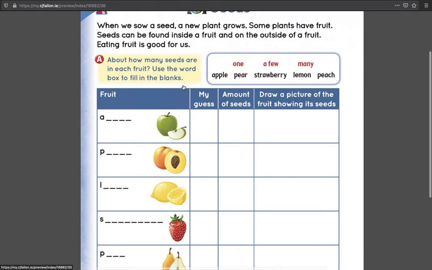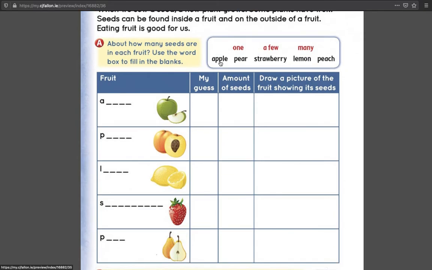Okay, so we'll talk about part A here. How many seeds are in each fruit? Use the word box to fill in the blanks. Would it be one? Would it be a few? Or would it be many? And we're going to look at 5 different fruits today. We're looking at apples, pears, strawberries, lemons, and peaches. Okay, so let's take a look. Fruit, we know this one, apple. Your guess, how many seeds do you guess would be in an apple?